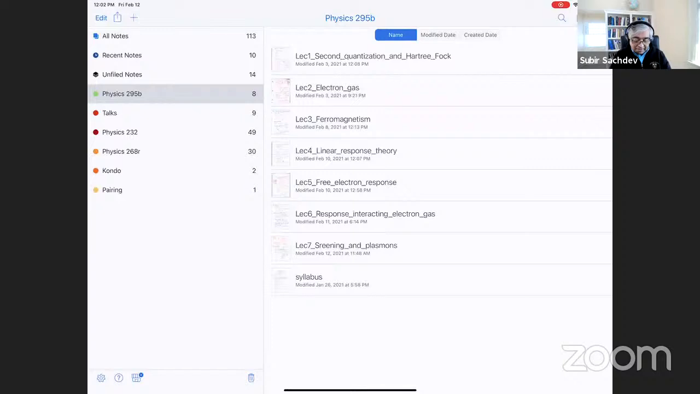But before we do that, we're going to just review the response properties of the free electron gas, which also turned out to be quite subtle and interesting for reasons having to do with the existence of the Fermi surface. Okay, any questions or comments in general?